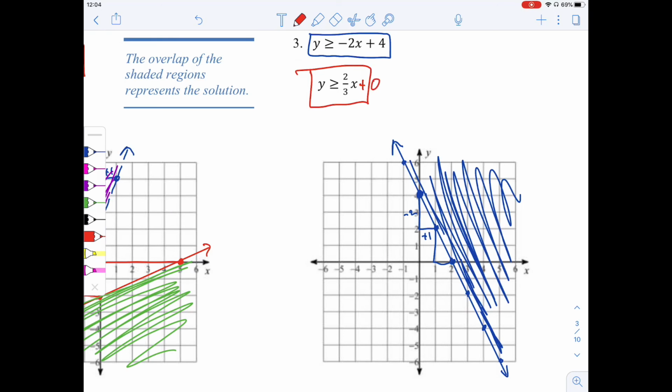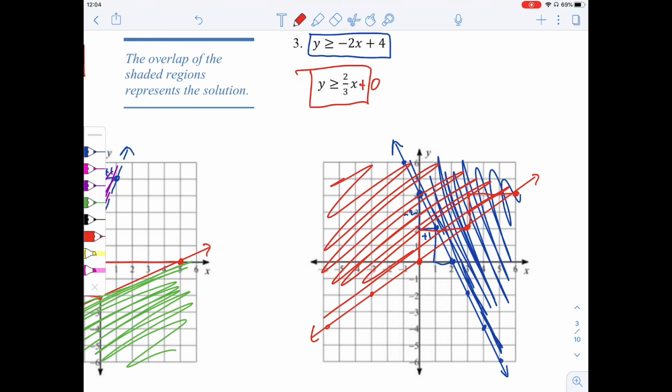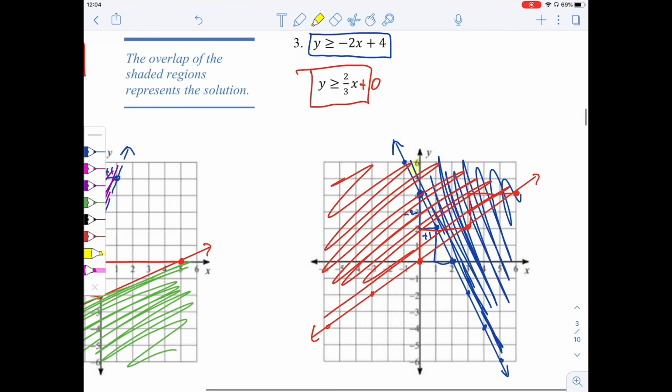This one has plus 0 out here, so our intercept is 0. And then 2/3, we go up 2, right 3. Follow the pattern. That is greater than or equal to, so it's going to be a solid line again. We shade above, everything above that line. And then our double shaded area right here is our solution. Everything in this double shaded area is our solution.